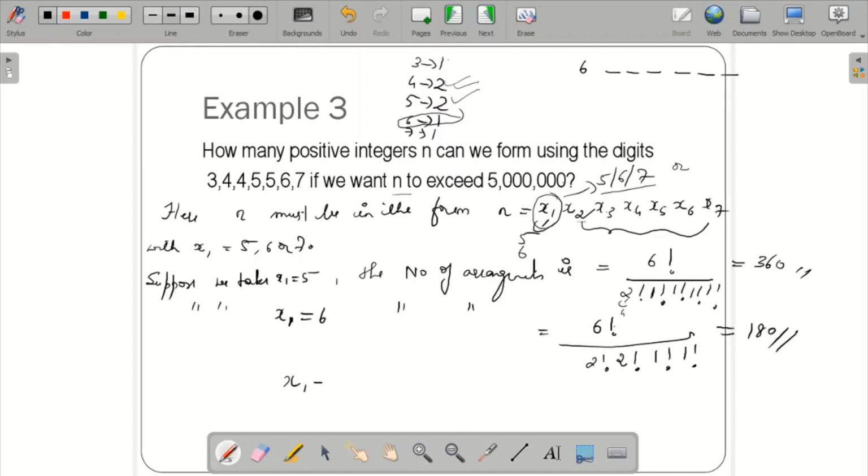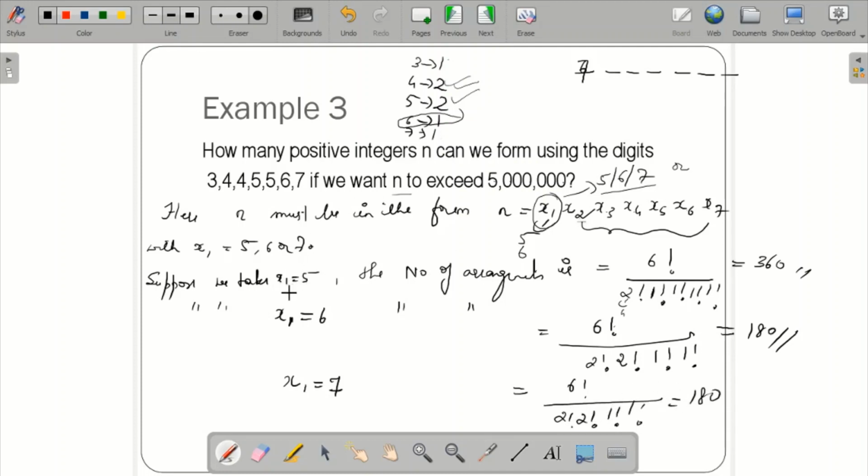Similarly, when you have x1 is equal to 7, then write down the statements. I am not going to write over there. When x1 is equal to 7, instead of 6 we have 7 over here. 7 is also 1. So again the remaining 6 we have to arrange. So 6 factorial divided by 2 factorial, 2 factorial, 1 factorial of 6 and 1 factorial of 3. So again it is 180.